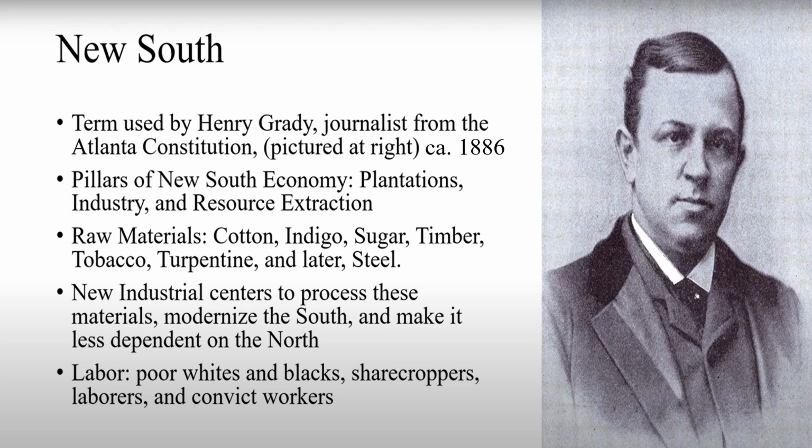But now we're getting into an inorganic economy that's based on non-renewable resources, things like coal, things like steel, even oil in places like Texas. And these resources will eventually run out. So the raw materials that are being extracted here, we do have agricultural products like cotton from places like Alabama. We have indigo from places like coastal South Carolina. We have sugar from places like Louisiana. And we have timber now.